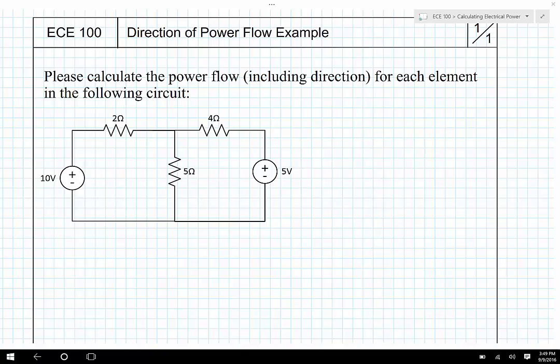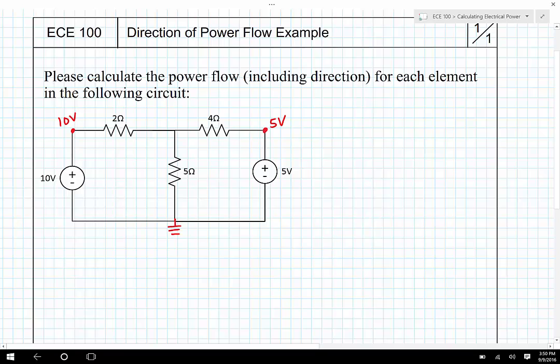Now, when I look at this circuit, if the job were recast as, please calculate the currents going through each of those resistors, or please calculate the voltages across each of those resistors, I'd see that this top left-hand corner here is a known voltage. That's 10 volts, especially if we take the bottom here to be our reference node.